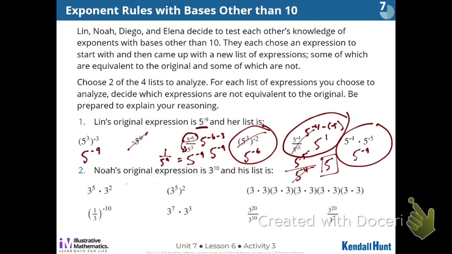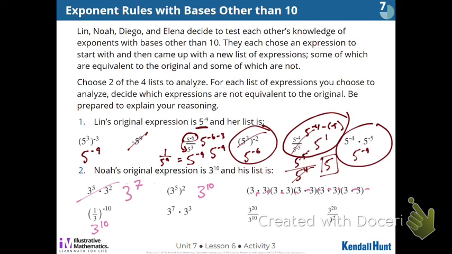All right, y'all, let's roll through these 5s. 5 factors of 3 and 2 factors of 3 are 7 factors of 3. So that one doesn't work. When I have 5 factors of 3 twice for a total of 10 factors of 3, that one does work. 1, 2, 3, 4, 5, 6, 7, 8, 9, 10, that one does work. This one's fun. The negative 10 means reciprocal, right? So I take the reciprocal, it's 3 to the 10th. So that one is working.